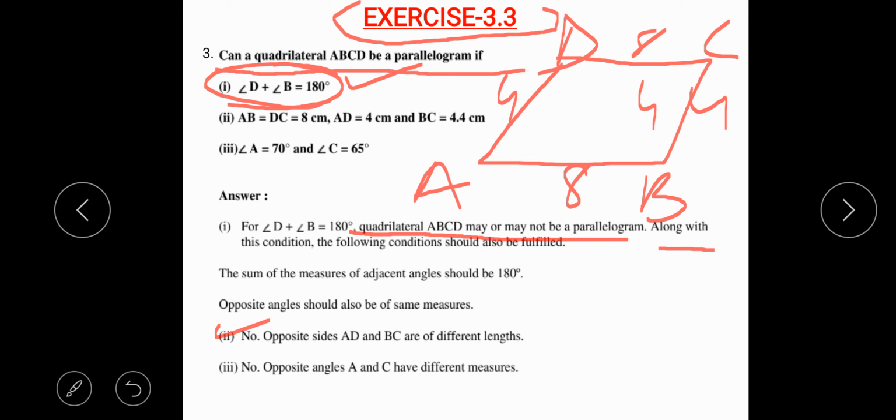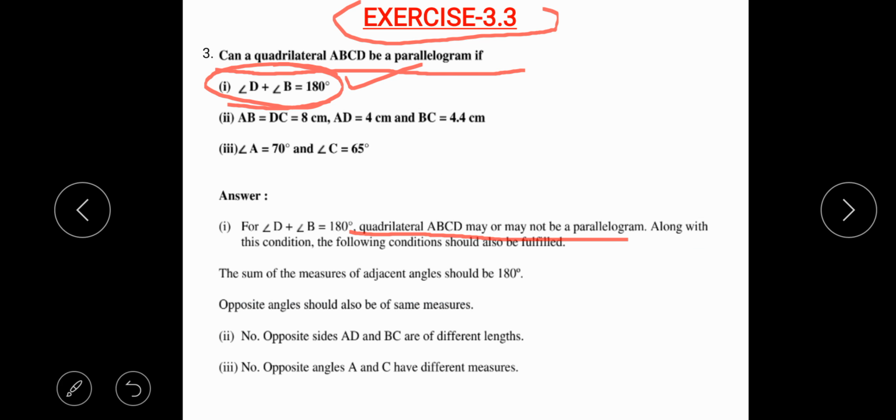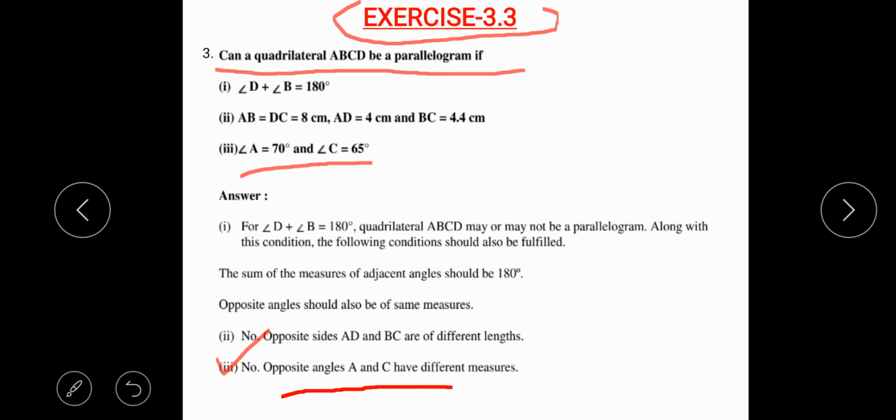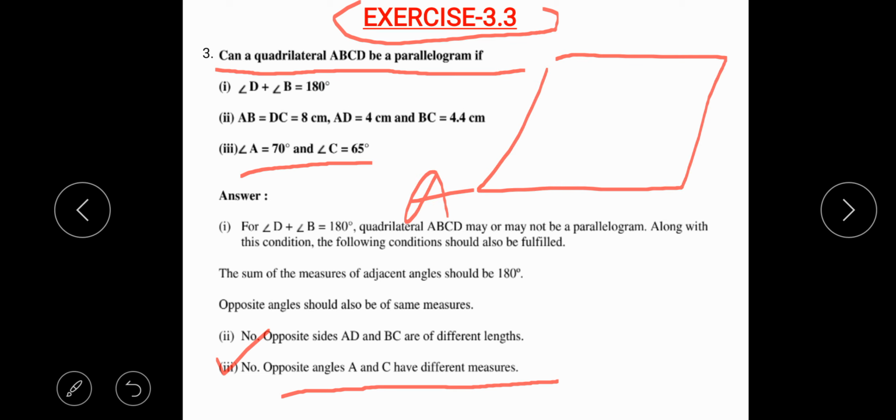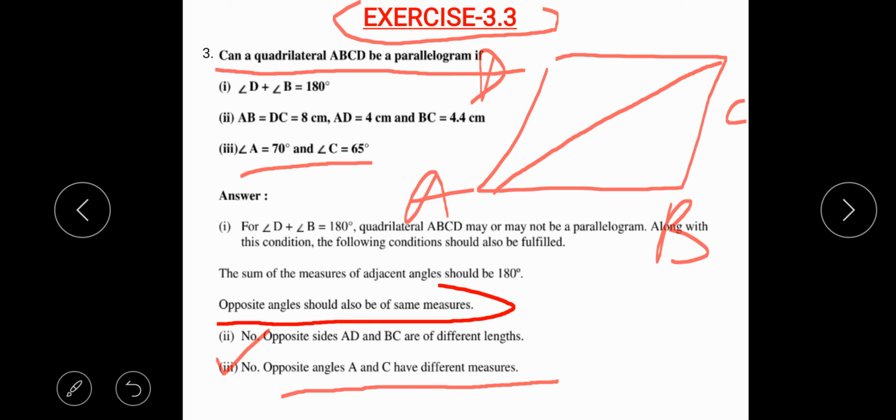And the third one: if angle A is equal to 70 degrees and angle C is equal to 65 degrees, is ABCD a parallelogram or not using this condition? The answer is no. Why? Because opposite angles A and C are of different measures. If this is a parallelogram, with angles A, B, C and D, then A and C should be of the same measure. That is, opposite angles should be of the same measure in a parallelogram. But here the opposite angles are different, therefore we can't make such a parallelogram.